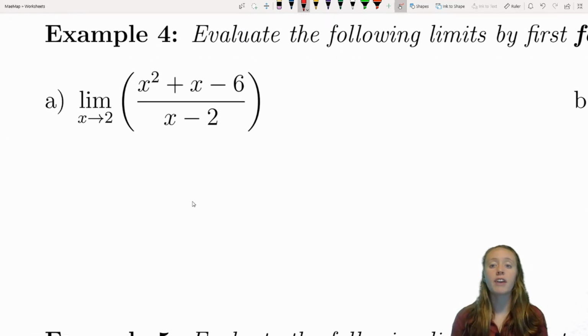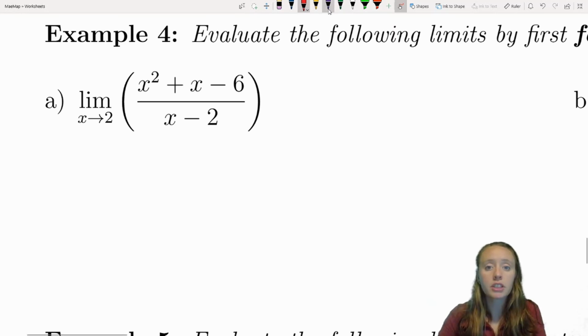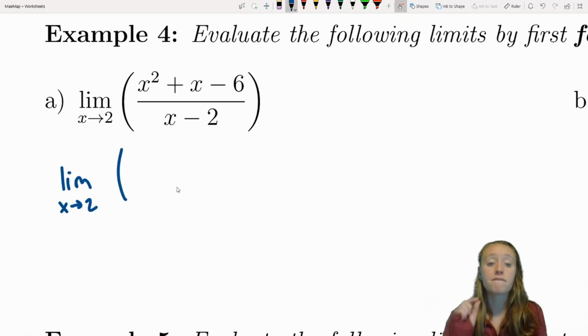So it says we're going to evaluate these limits first by factoring. So what I'm going to do is write this equivalent limit. It's going to be the limit as x approaches 2 of my factored function. So x squared plus x minus 6, how do we factor that? What multiplies to give us a negative 6 but adds to give us a positive 1? That's going to be 3 and negative 2.